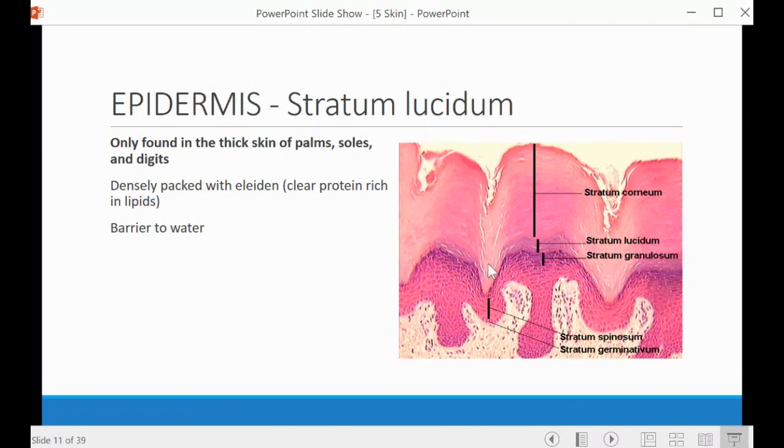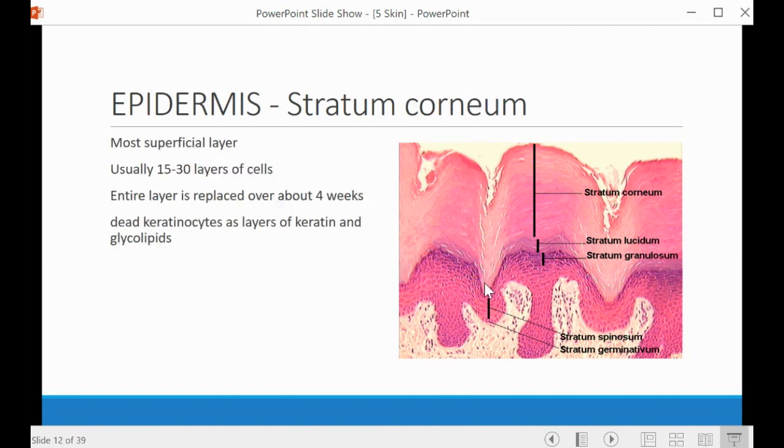Now, the stratum lucidum is only found, again, in the thick skin of the palms of our hands, the soles of our feet, and also on our fingers. Okay, and they are densely packed with eleidin. Eleidin is a clear protein rich in lipids, and that's actually why a lot of times your palms or your soles might appear lighter than the rest of your skin. Because of those lipids. Lipids, again, are fat. And this is a barrier to water.